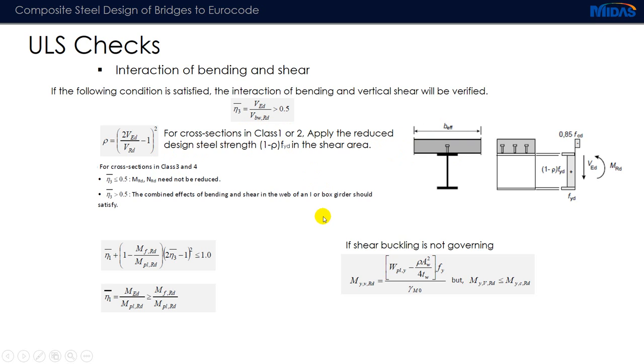Okay. In case of elastic moment capacities, if shear buckling is the governing case, then we calculate eta 1 plus this factor times this value, which should be less than or equal to 1. Now eta 1 is basically applied moment divided by the plastic moment resistance of the class 1 or class 3 or 4 section. If shear buckling is not governing, then we modify this equation and put in this check.